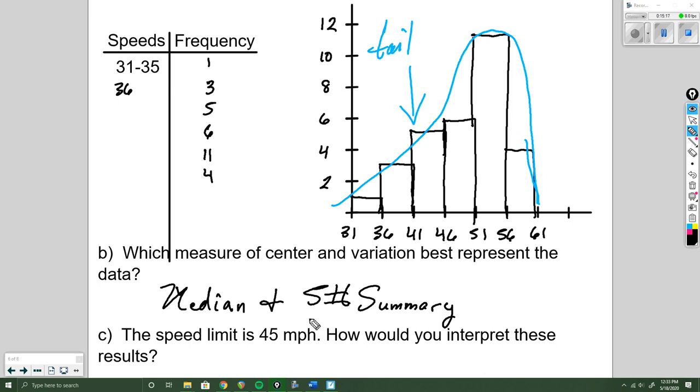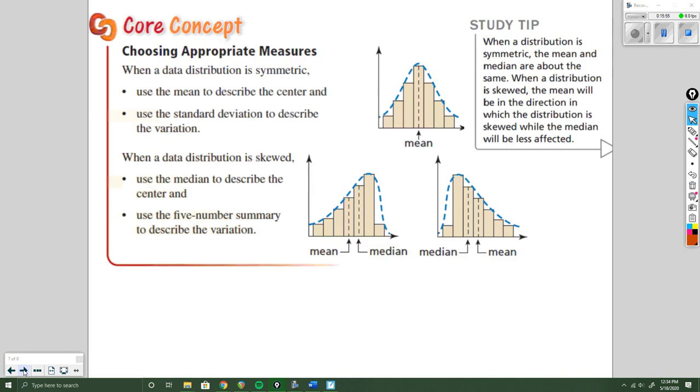All right, then the speed limit is 45 miles per hour. How do we interpret the results? So obviously, if the speed limit is 45 miles per hour, just drawn on the graph here, most of the people here are speeding. All right, so this is just how we could do a really basic analysis by displaying our histogram and data distribution.